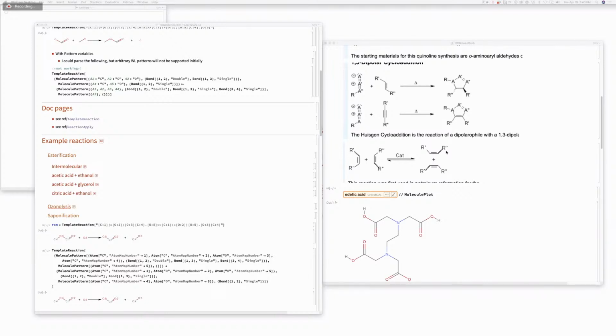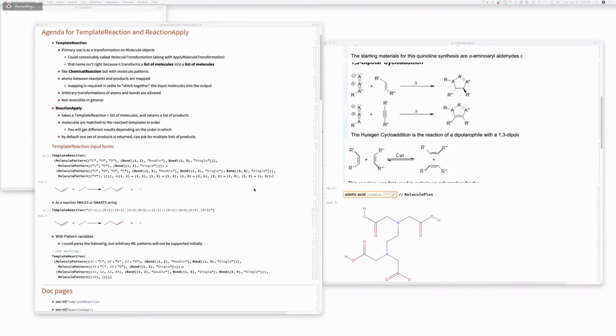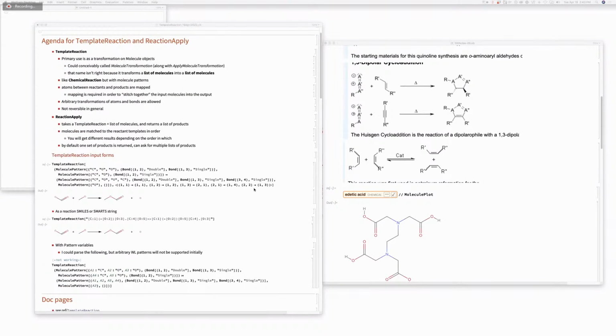Go ahead. So just to back up a little bit, if you go over to the notebook on the left and scroll up just a touch, I've put two basic input forms. There are actually three input forms, and none of them has the atom map number. In the first form, you have a list of pattern objects, and then you specify the mapping with an association as a second argument.